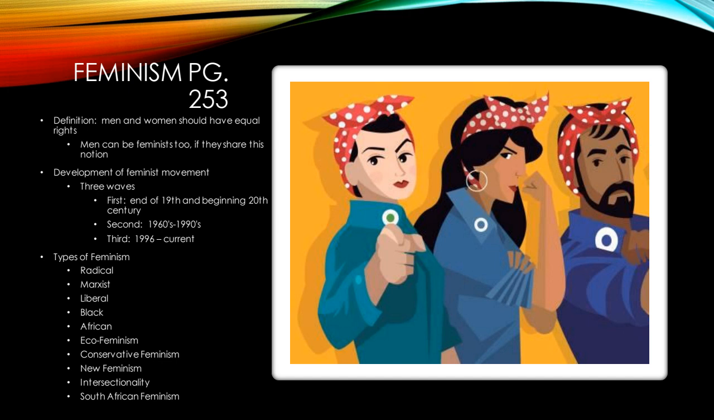men and women. So the development of feminist groups or feminist movements came in three waves. The first wave was at the end of the 19th century and beginning of the 20th. And then we have the second wave of feminism, which came in the 1960s to the 1990s. And then the third wave is the one that we see today, which started in 1996 to today.